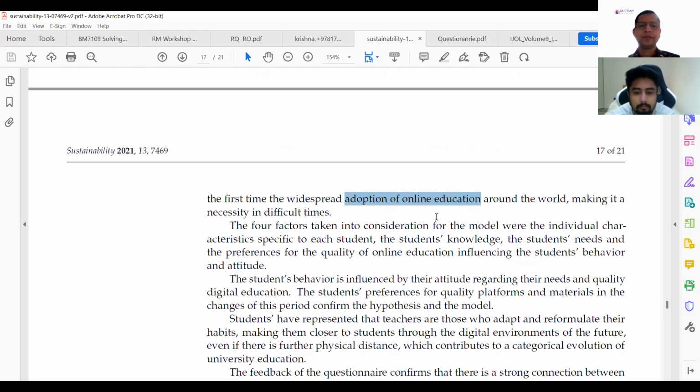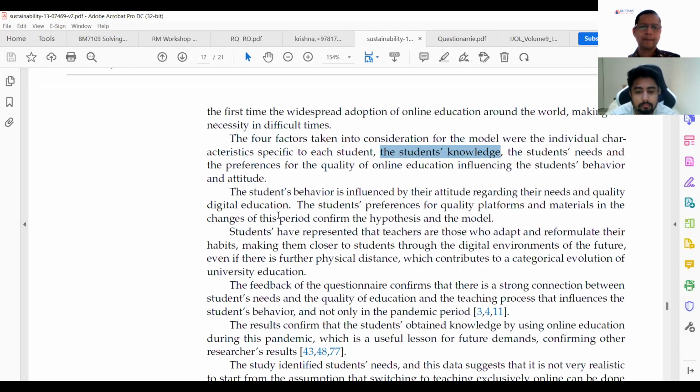Yeah. In Romania, you see, the 4 factors taken into consideration. What are the factors? Students' knowledge, student needs, and preferences for quality online education. Now, the result shows that the student behavior is influenced by the attitude regarding their needs and the quality of the digital education. So the student attitude or behavior is influenced by the need. They don't care about the quality or what type of education; the need is there, because the physical classrooms were all stopped at the time.